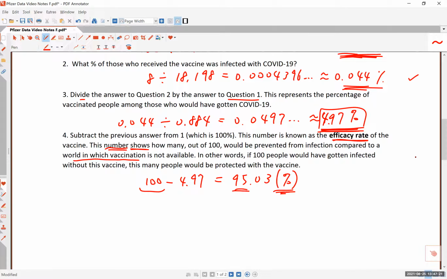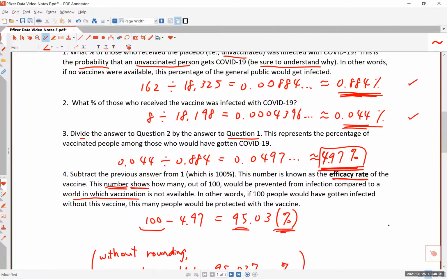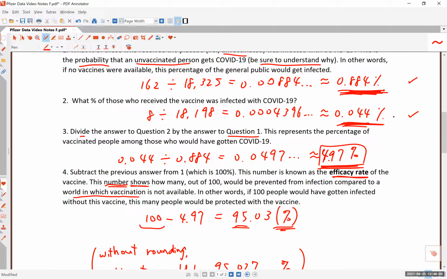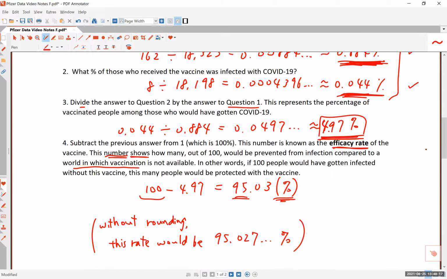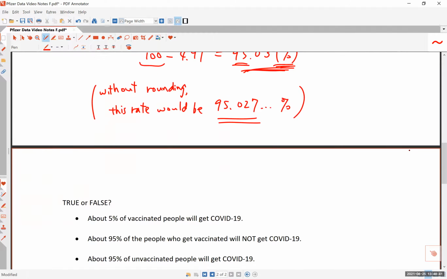So let me go on to the second page of this. And by the way, you notice here, I rounded the numbers here and here. And so, of course, every time you round, there's a rounding error. If you did all the calculations in one string of computations, then what you will get is this number here, 95.027, blah, blah, blah percentage. And so that's fairly close. The percentage error is minimal, right? So you can say that about 95.0% is the efficacy rate of this particular vaccine.